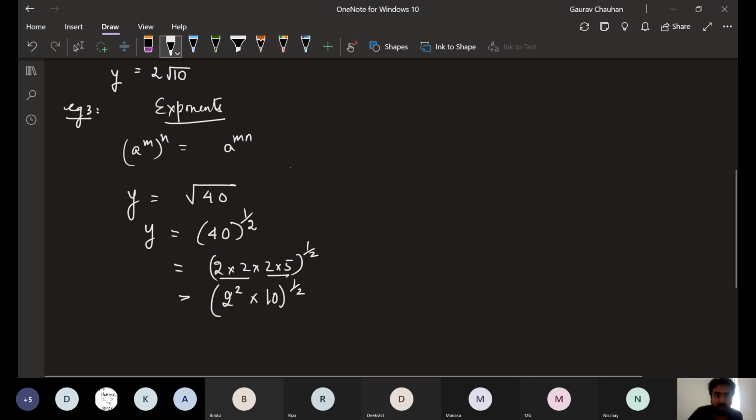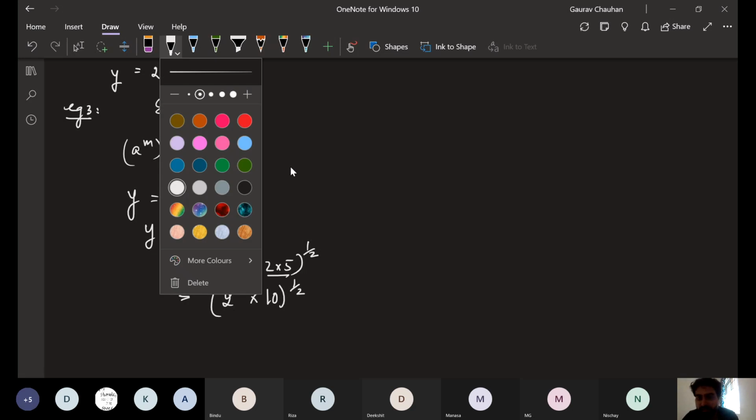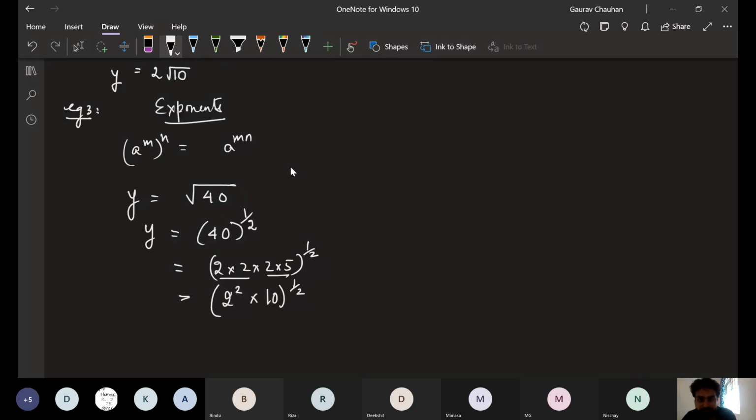Now, there is one more exponents law which is needed here. Suppose you have a into b whole to the power m. Can someone expand this? Nishchay, I want you to go ahead with this. A into b the whole to the power m. How do you expand this?